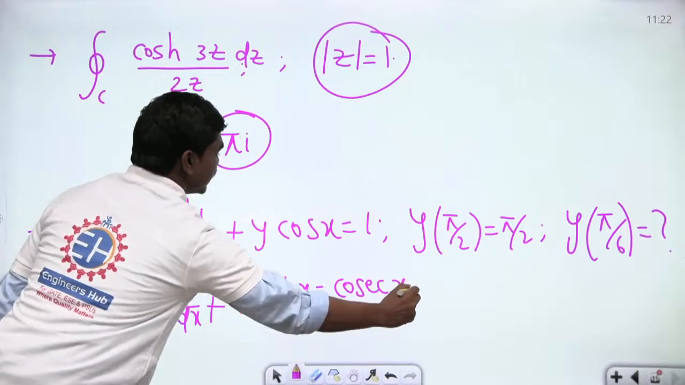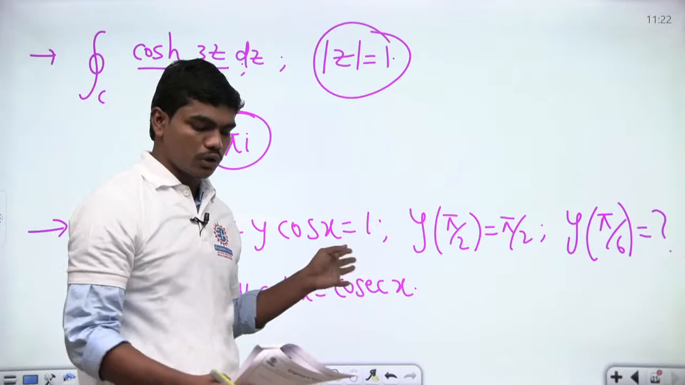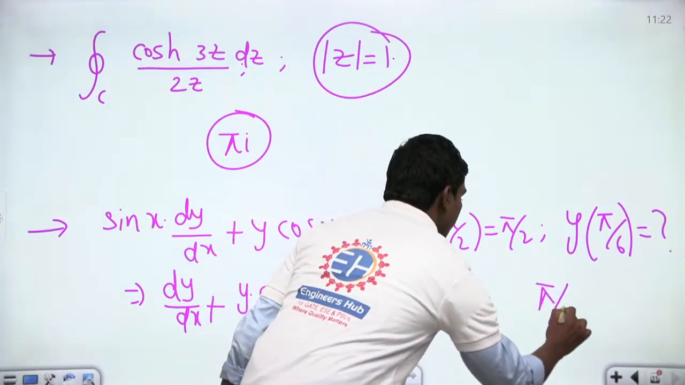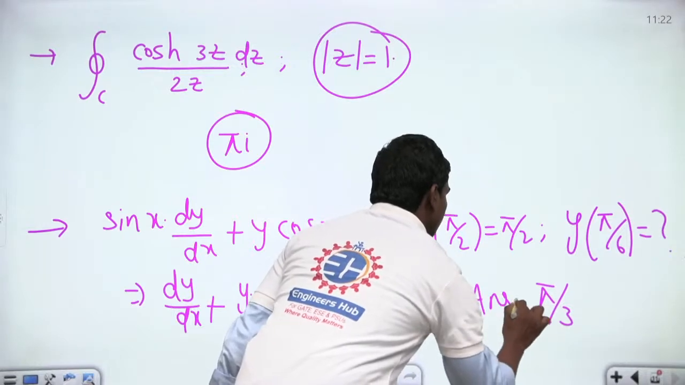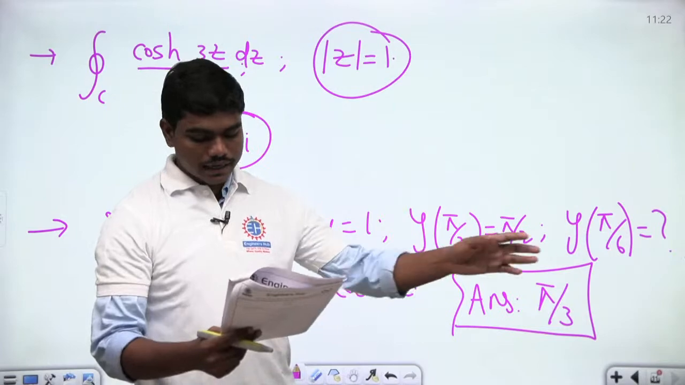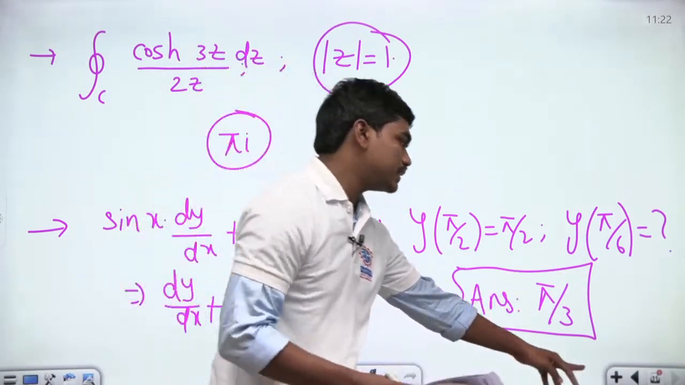So this is a Leibniz linear equation, which is of the form dy by dx plus y into p of x is equal to q of x. If you solve this and apply the boundary conditions, you will end up with pi by 3 as the answer. It's a simple Leibniz linear differential equation and you could solve it easily. And the answer for this at the end will be pi by 2. Okay, yeah, sorry, pi by 3. Yeah, pi by 3 is the correct answer.